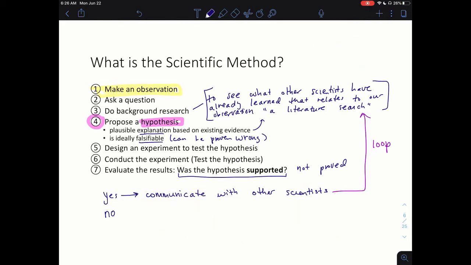If the hypothesis was not supported, well, there's a couple of things that could be going on. So the scientists should review the findings. It's possible that the hypothesis was just wrong. It was incorrect. So try again. Revise your hypothesis, figure out another plausible explanation that could be for your observation, and design a new experiment. Or you might need to review your experimental design and make sure there aren't any unaccounted for variables.